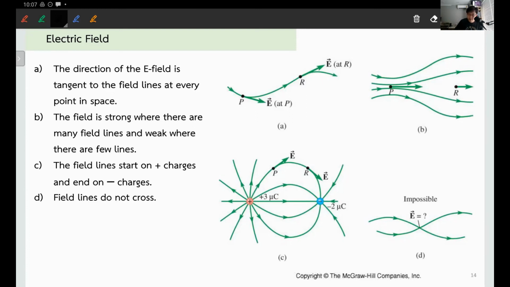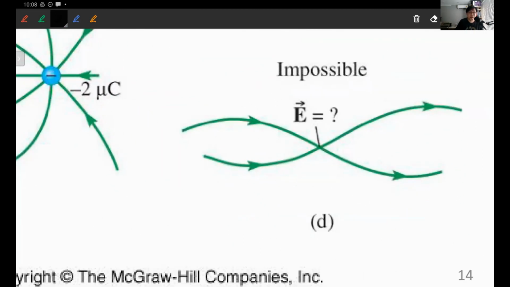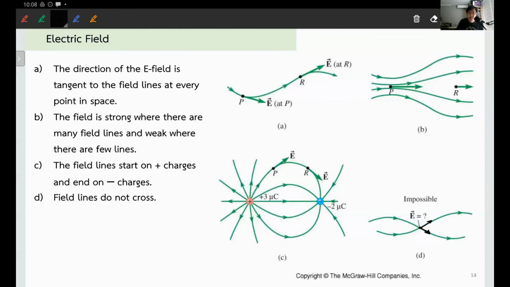The second one is something you shouldn't be able to see at all, because those lines shouldn't cross. If there is a crossing, then you have no clue which direction the electric field should be. That's why looking at electric field lines is a good visualization: once I have the line, I can tell right away what the electric field is at a point. The electric field will be in the direction that's tangent to the electric field line. So that's kind of easy.